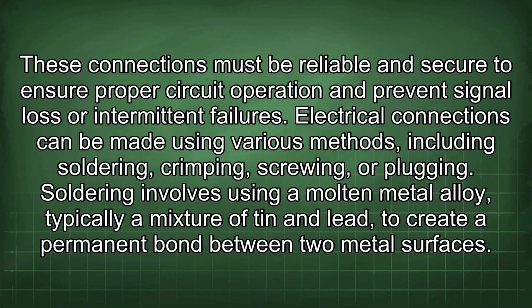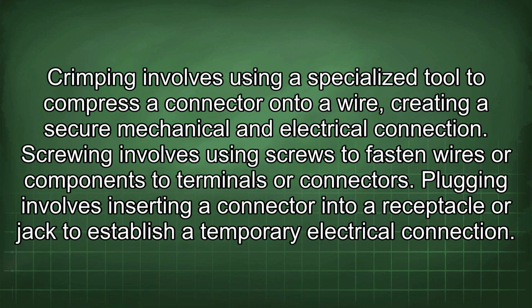Soldering involves using a molten metal alloy, typically a mixture of tin and lead, to create a permanent bond between two metal surfaces. Crimping involves using a specialized tool to compress a connector onto a wire, creating a secure mechanical and electrical connection. Screwing involves using screws to fasten wires or components to terminals or connectors. Plugging involves inserting a connector into a receptacle or jack to establish a temporary electrical connection.